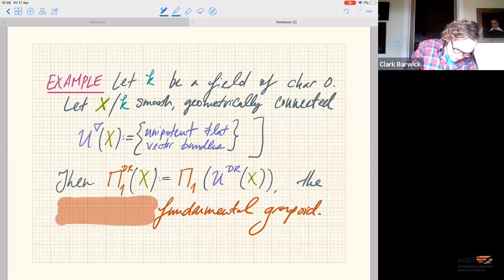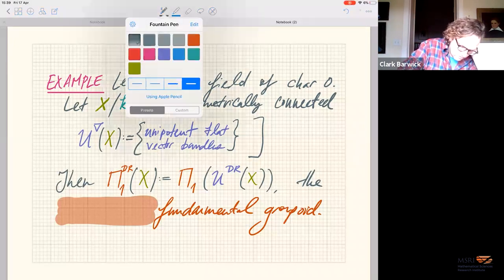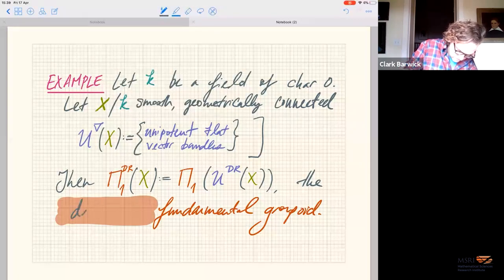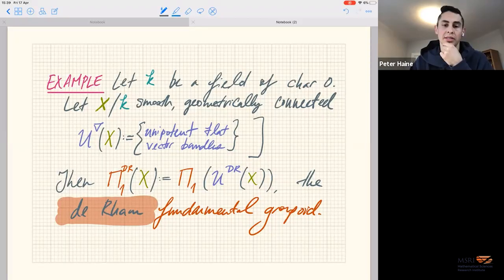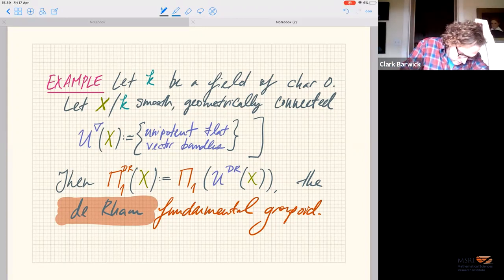But nevertheless, this turns out to be a Tannakian category, and I can define what's called the pi 1 de Rham attached to this thing. This is sometimes called the de Rham fundamental groupoid attached to this. This U_dR, is this U nabla? Oh yeah, nabla is what that's supposed to be.